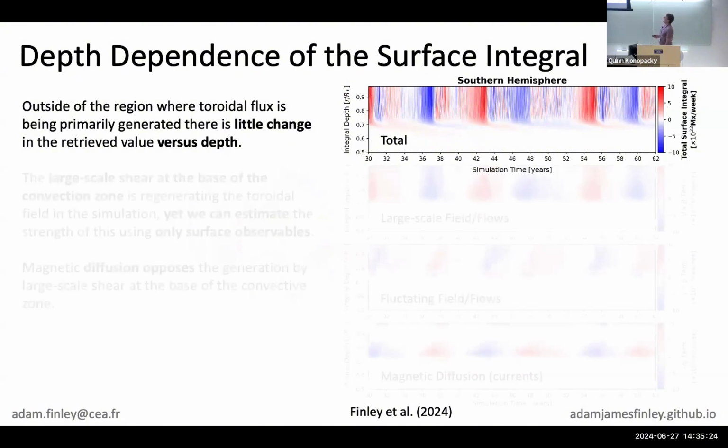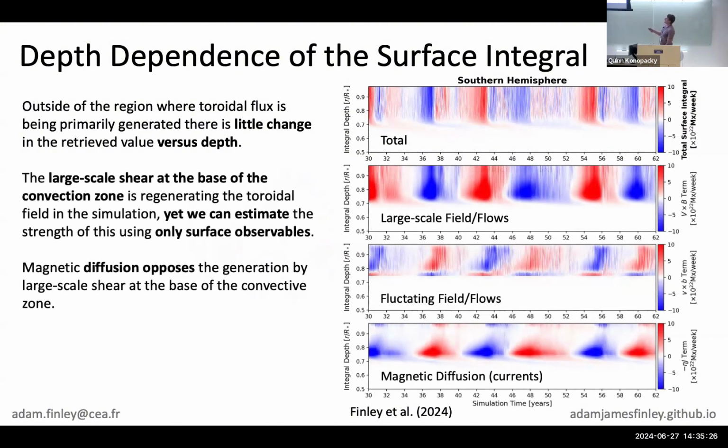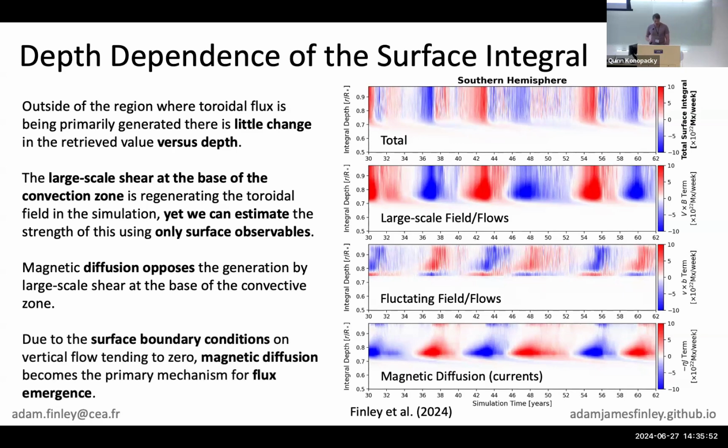Okay, we can see that the large scale field is where the base of the convection zone is where the field is being generated. Here we can see what I was scanning through, and if you look at the very top of this, this is the magnetic diffusion term. This is the thing that's causing a difference between the predicted value from a large scale field and flow and the total value when you get to the surface.